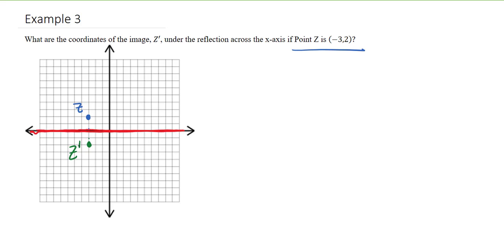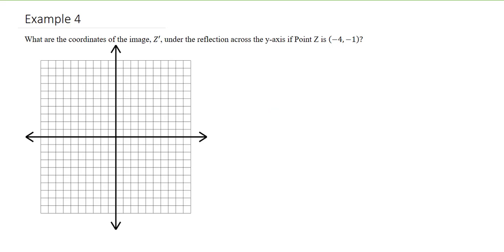What are the coordinates for z prime? We still have negative 3 for the x, but now we're going down 2. So our y is going to be negative 2 instead of positive 2. Notice when we went across the x-axis, our x value stayed the same, and our y value changed from positive to negative.